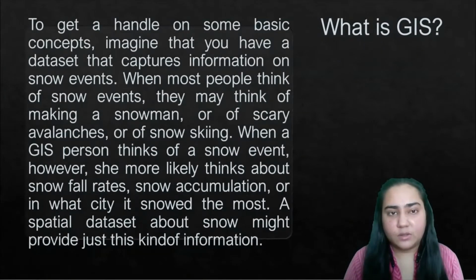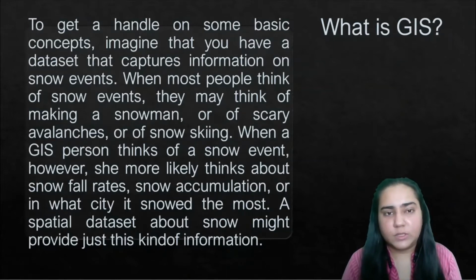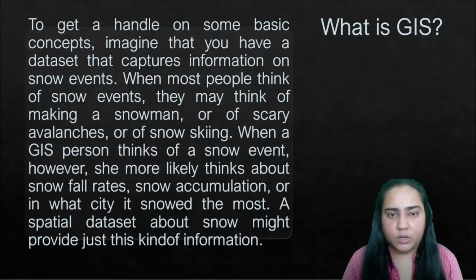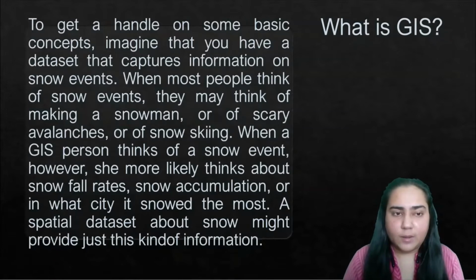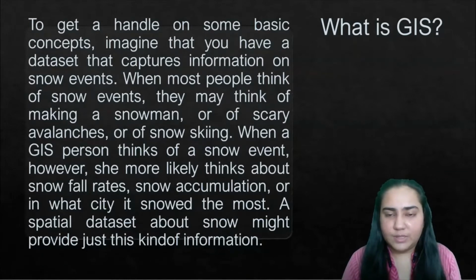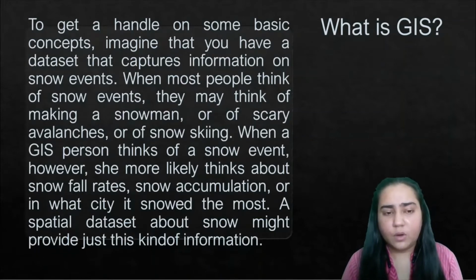To get a handle on some basic concepts, imagine that you have a data set that captures information on snow events, which means there's a snowstorm or something of that sort. When most people think of snow events, they may think of making a snowman, of scary avalanches, or of snow skiing. But when a GIS person thinks of a snow event, he or she is more likely to think about snowfall rates, snow accumulation, or in what city it snowed the most. A spatial data set about snow might provide just this kind of information.